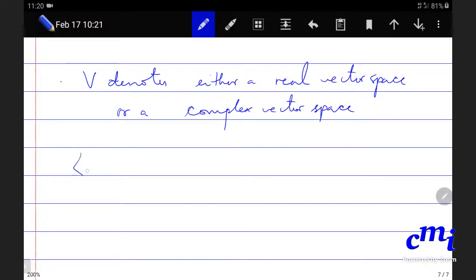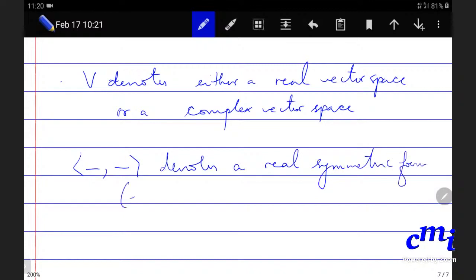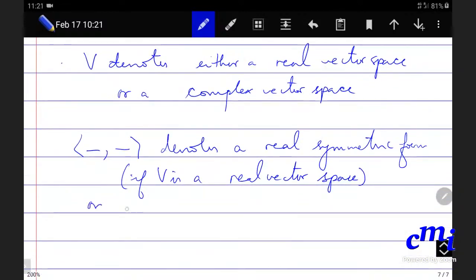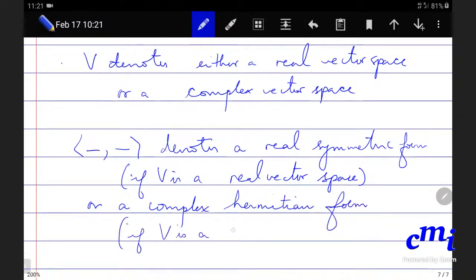So this denotes a real symmetric form if V is a real vector space, or a complex Hermitian form if V is a complex vector space.